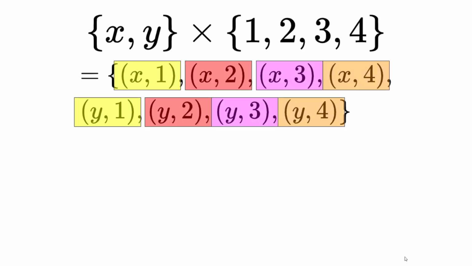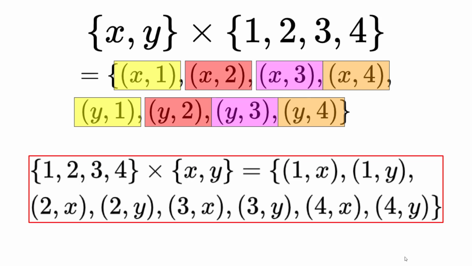Notice that unlike in multiplication of real numbers, the order of A and B in A times B matters. In the example you just worked, B times A would be this set. It's still got 8 pairs, but the ordering of the coordinates is reversed. These are ordered pairs, so (x, 1) is not considered to be the same thing as (1, x). So these two sets have the same cardinality, but the elements themselves are not the same.